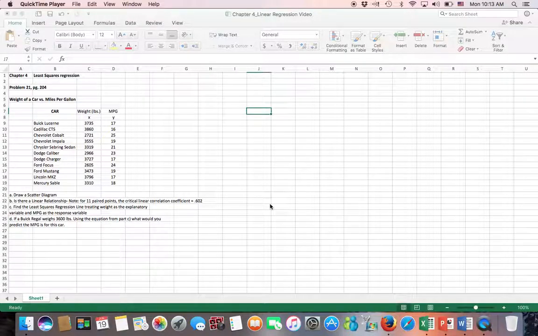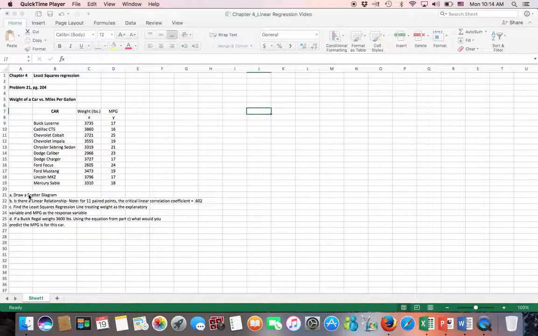In this video, we're going to learn how to do least squares regression analysis. The problem we're going to use to illustrate is the weight of a car versus miles per gallon. So here I have a table that has 11 different car makes and models, corresponding weights, and corresponding miles per gallon. Weight will be the explanatory variable, and miles per gallon will be the response variable.